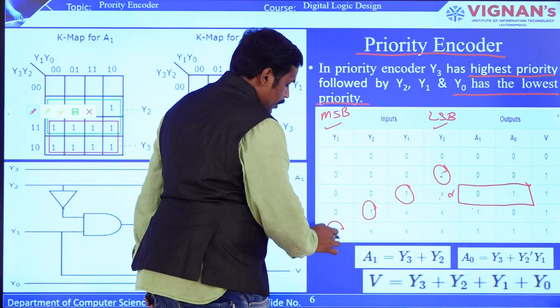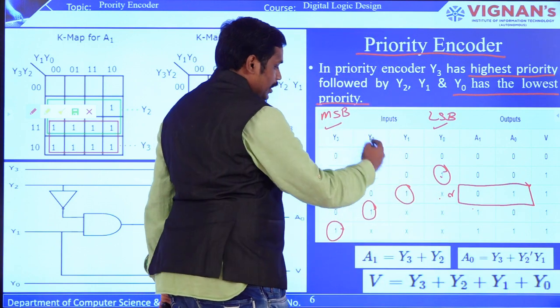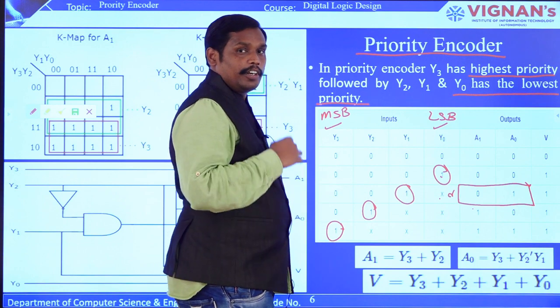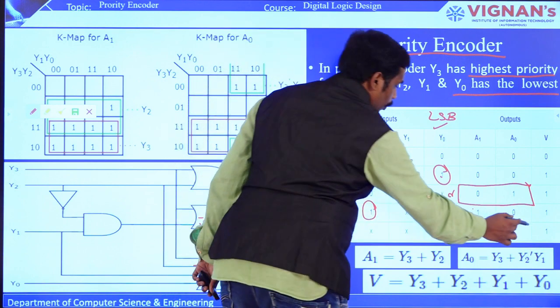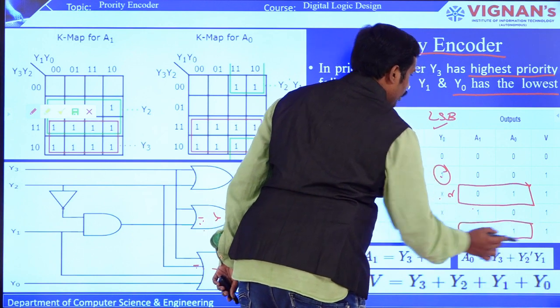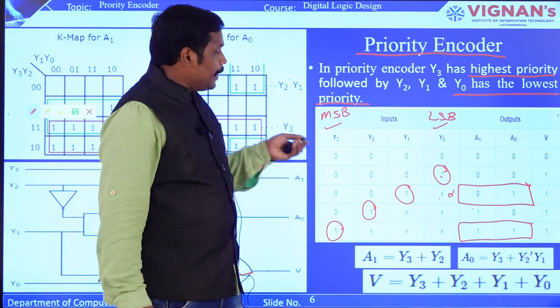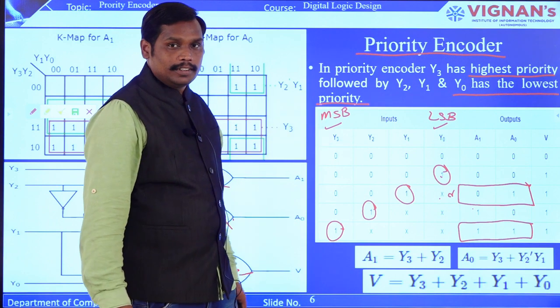And finally, if Y3 is 1, whatever may be the input values, whether it is high or low, which is 1 or 0, or true or false, you are going to get 1, 1. Right? So this is how you are going to get the priority encoder table. Based on the priority that you give for the input, the corresponding outputs are finalized.